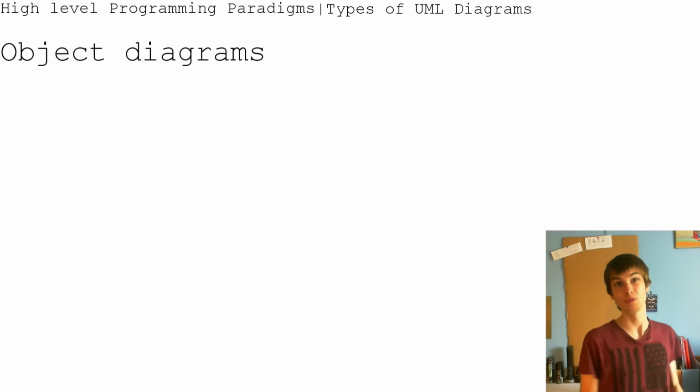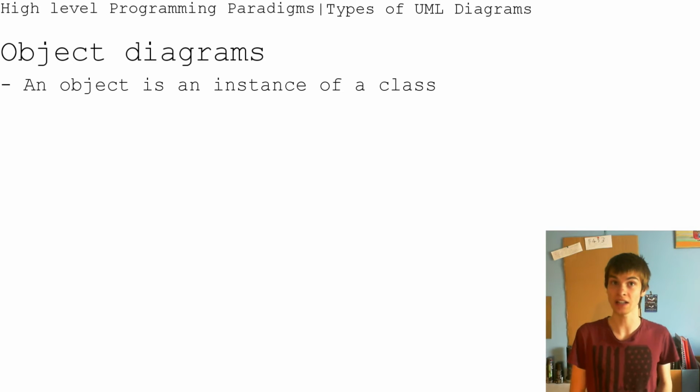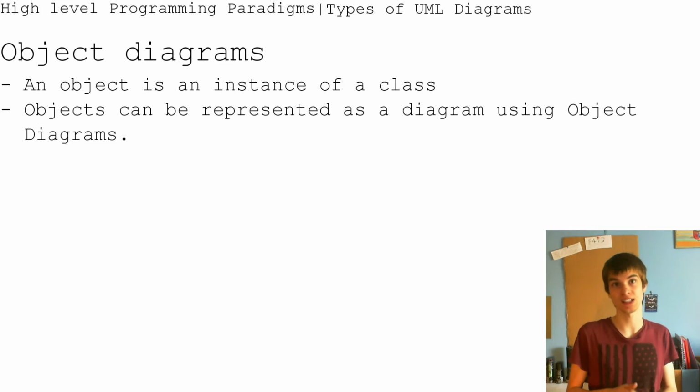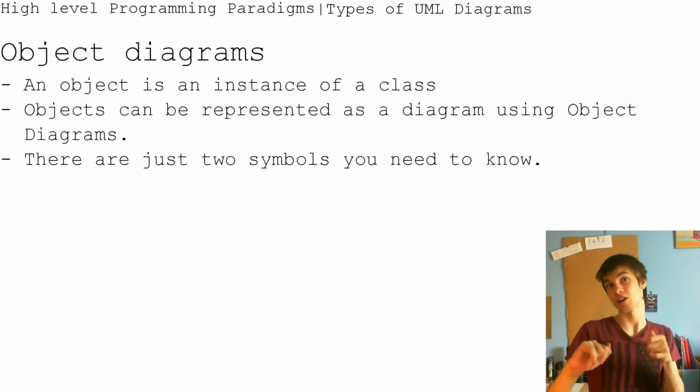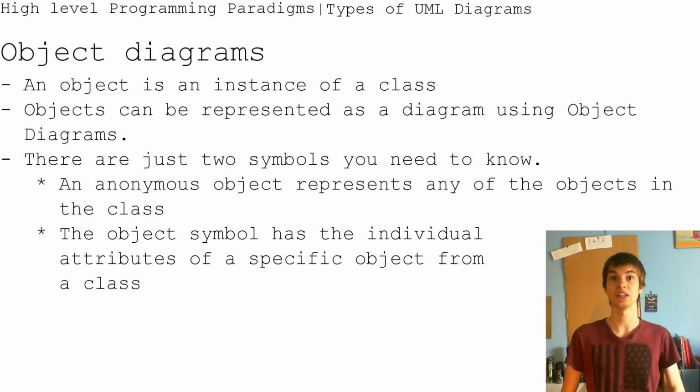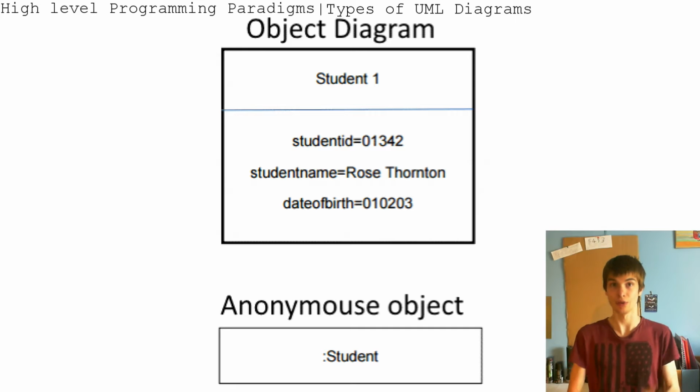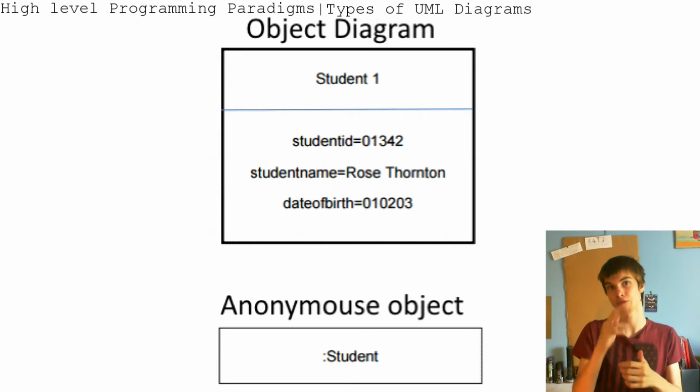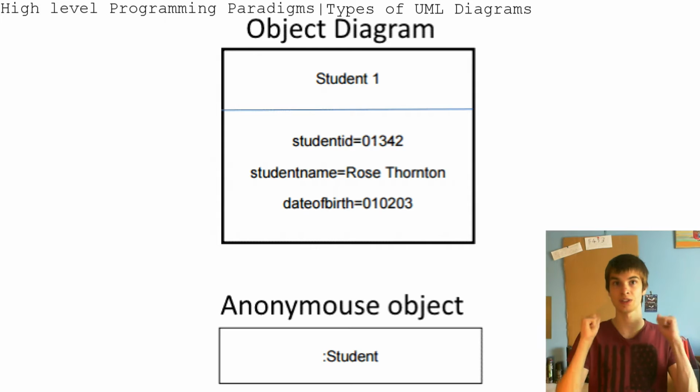Then there are the object diagrams. An object is an instance of a class. Objects can be represented as a diagram using object diagrams, but there are two symbols you need to know. There's the anonymous object, which represents any of the objects within a main class. Then there's the object symbol, which has the individual attributes of a specific object from a class. If you look at this object diagram, the student one, the anonymous object is just a student. The object is kind of a breakdown of it, and the anonymous one is just saying, right, this is what it is.